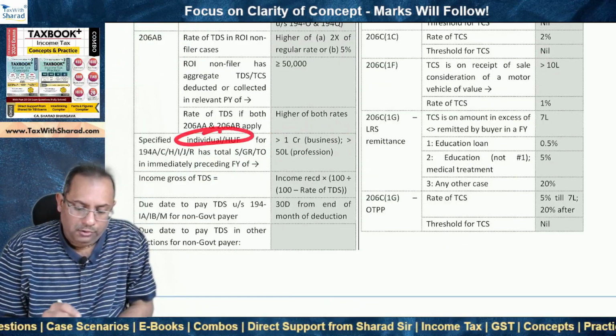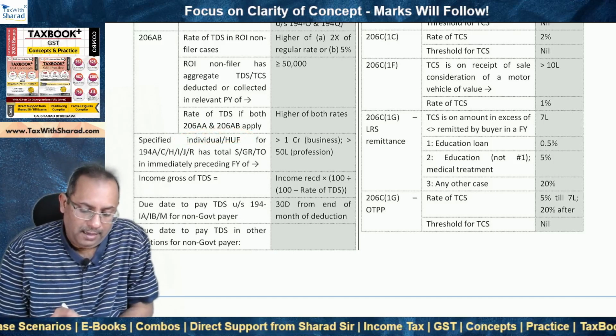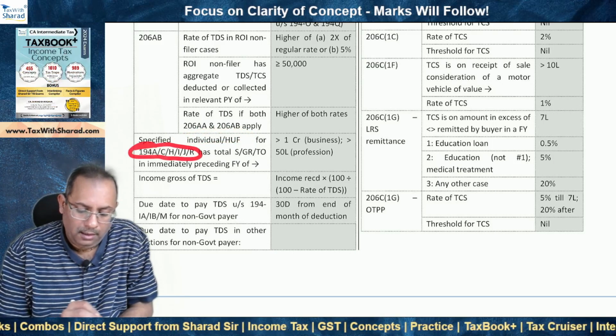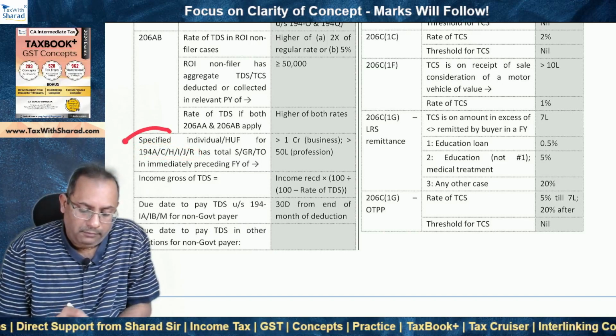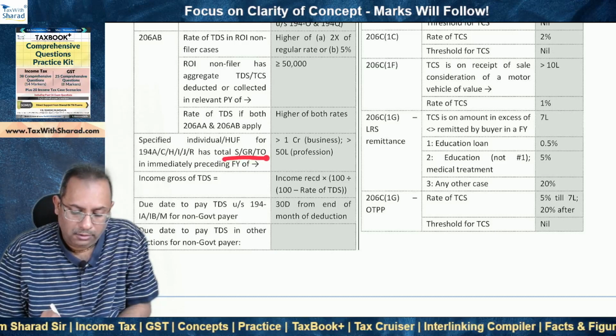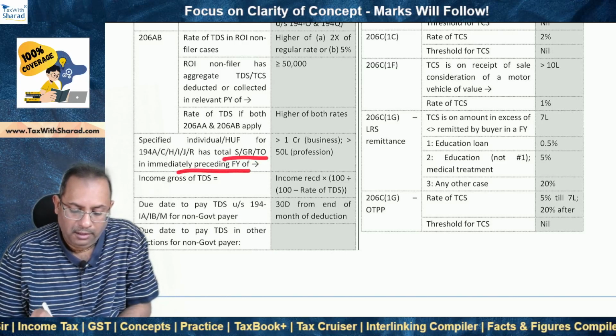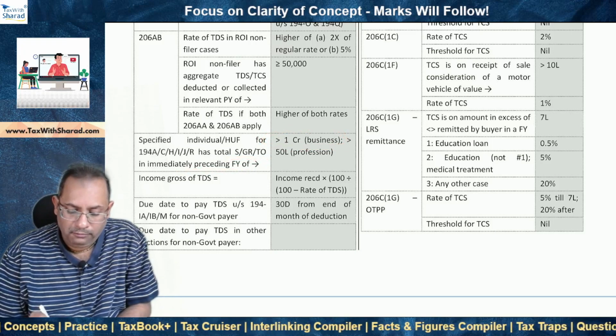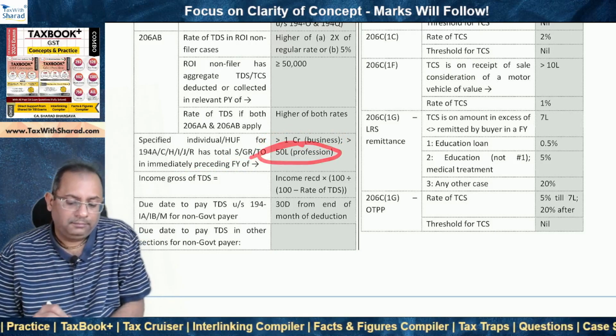An individual or HUF is required to deduct tax under certain sections 194A, C, H, I, J and R. And he is called a specified individual or HUF, and such individual or HUF should have total sales, gross receipt or turnover in immediately preceding financial year of more than 1 crore in case of business and more than 50 lakh in case of a profession.